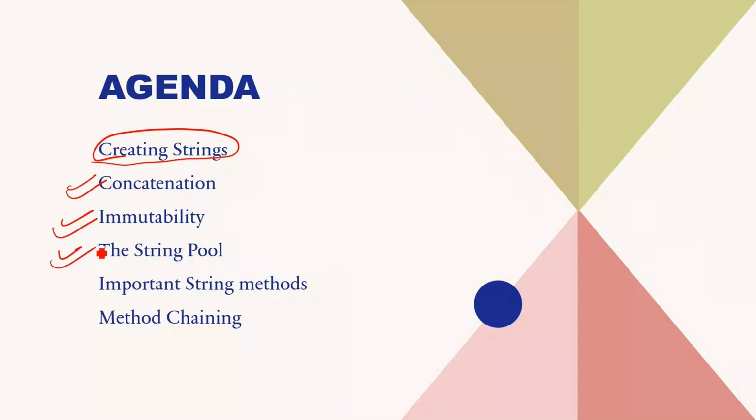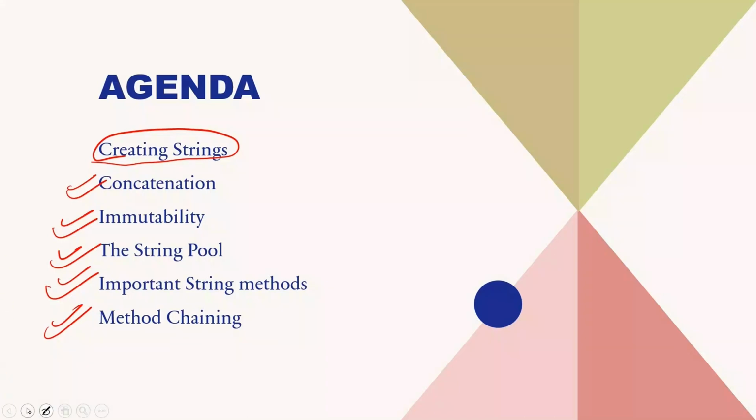We are going to see about the string pool, which is very important to understand, because there is a kind of difference when we create strings, and you're going to understand it only if you understand the string pool. Then we're going to talk about important string methods like toUpperCase, toLowerCase, charAt, indexOf, lastIndexOf, and everything. We're going to talk about method chaining, like how you can use multiple methods together while dealing with strings, right? Let's get on to it.